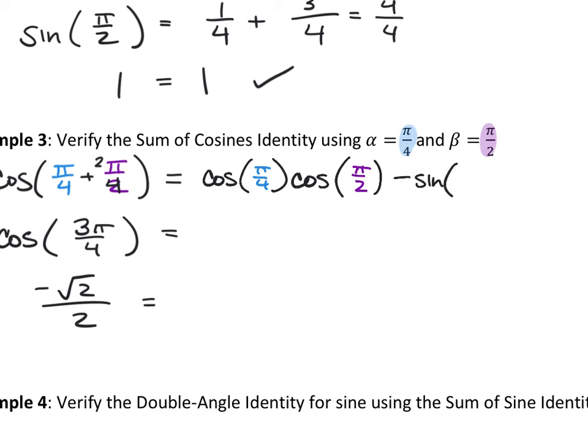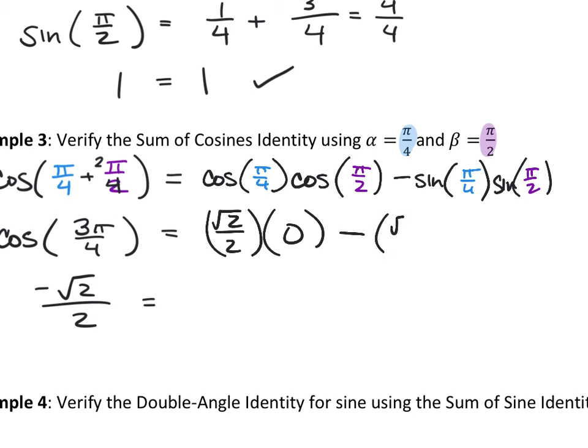So this is sine of pi over 4. Oops. And then sine of pi over 2. When we actually evaluate these, thinking about our unit circle and all of the things that we know, cosine of pi over 4 is square root of 2 over 2. The cosine of pi over 2 is 0. The sine of pi over 4 is square root 2 over 2. And the sine of pi over 2 is 1. So this first thing becomes 0. The second thing is negative square root 2 over 2. So, ta-da! We verified. So this just disappears because it's times 0.